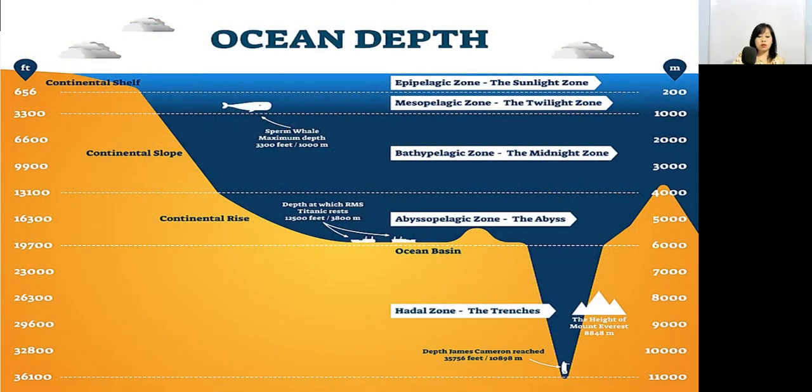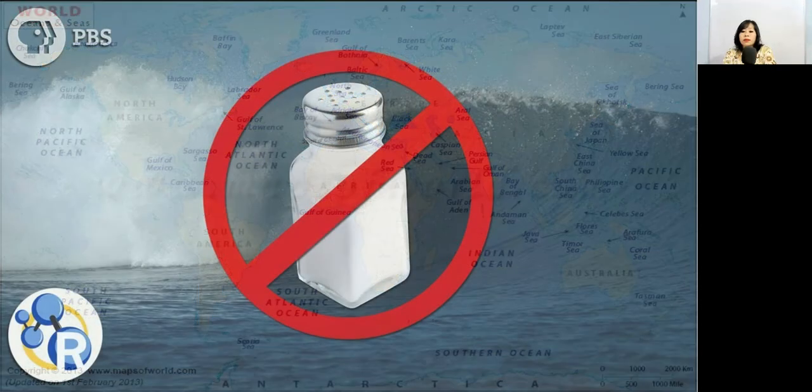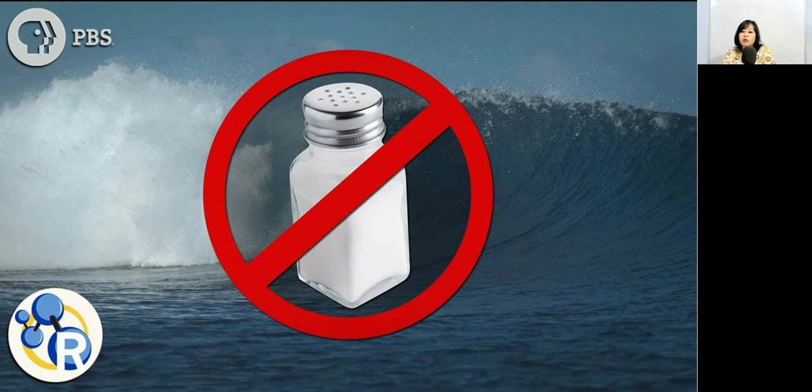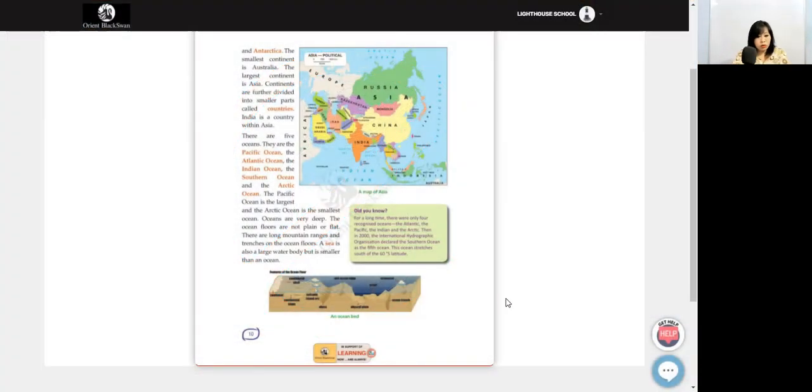Oceans are very large water bodies. Oceans are very deep. The floors are not plain or flat. There is also a large water body that is smaller than the ocean. It is called a sea. We all know that seawater is not suitable for drinking. Why? Because it has many salts dissolved in it, which is not good for the human body. So this is all about the continents and oceans.